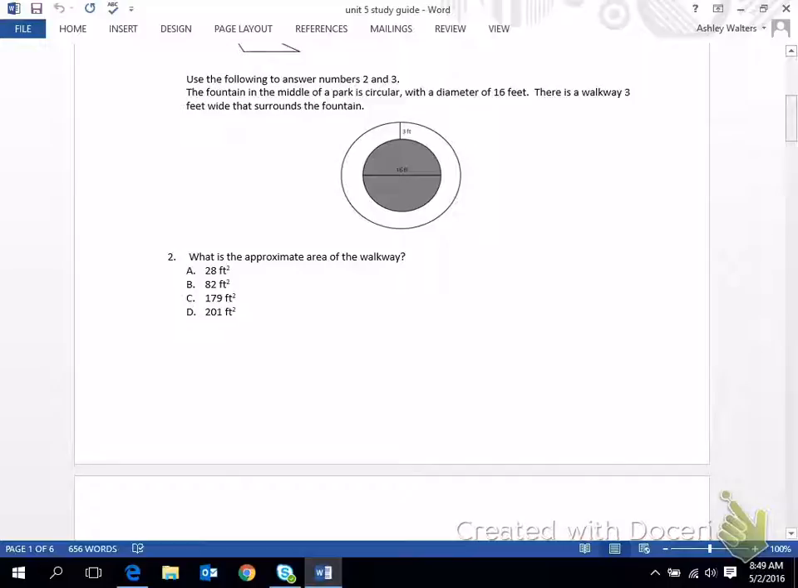We're going to use the following to answer numbers 2 and 3. The fountain in the middle of a park is circular with a diameter of 16 feet. There is a walkway 3 feet around that surrounds the fountain. So if we go along what's stated there, the diameter of the circle, that's the fountain, is here. That's 16 feet. We have 3 additional feet on this side and 3 additional feet on this side.